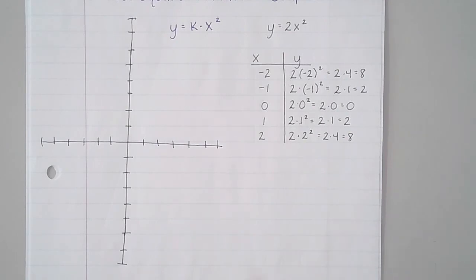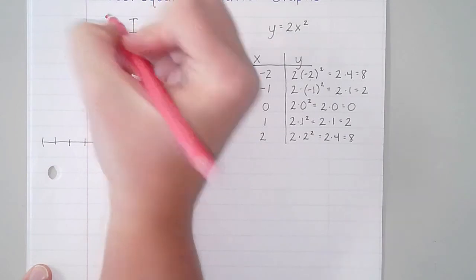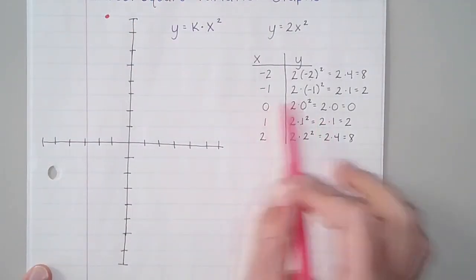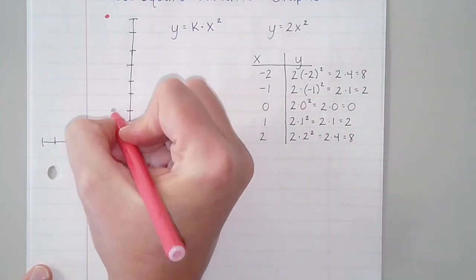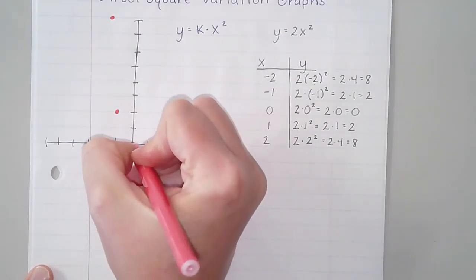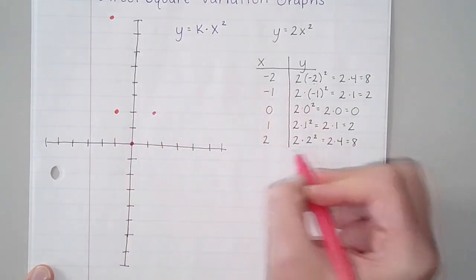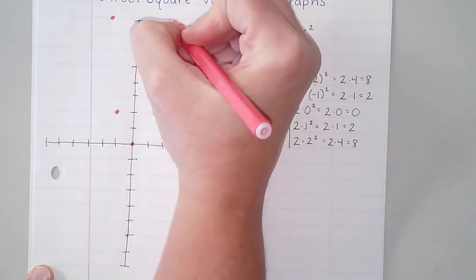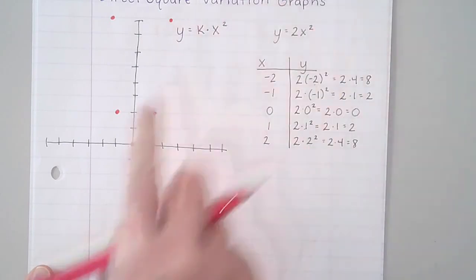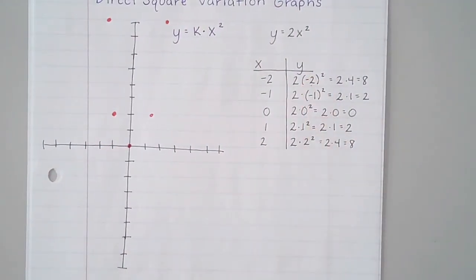All right, so let me plot these. So -2, 8 would be here. -1, 2 would be here. 0, 0 is here. 1, 2 would be here, and then 2, 8 would be up here. And notice that kind of symmetry there, right? That these points all match. That's because of that squaring thing that we talked about.